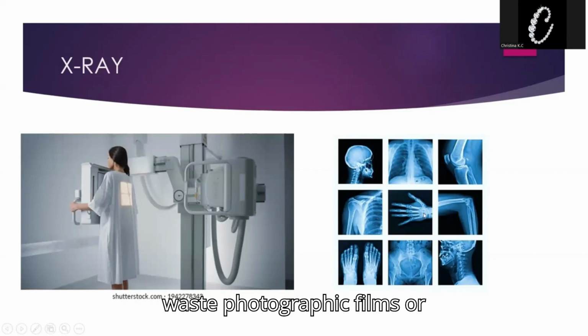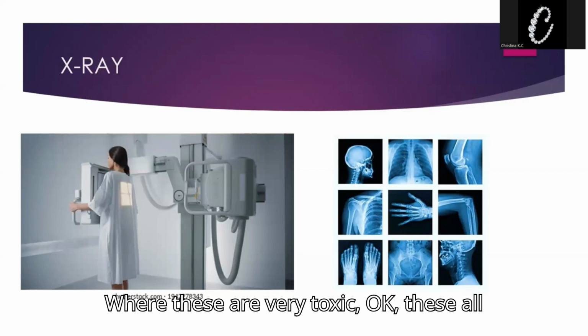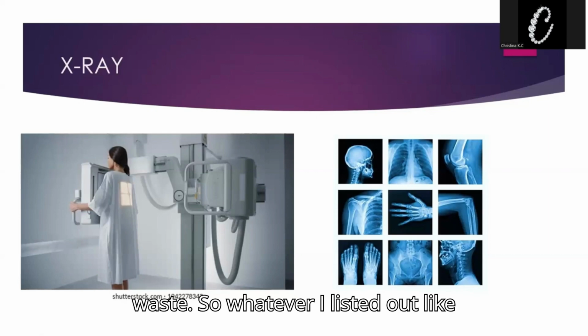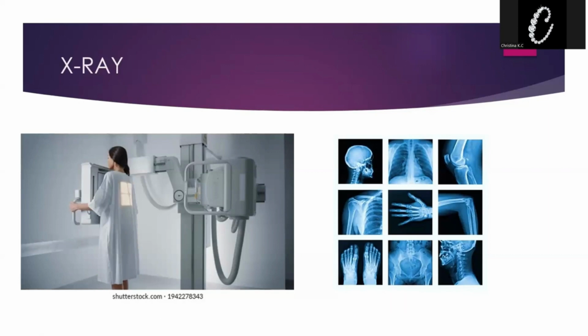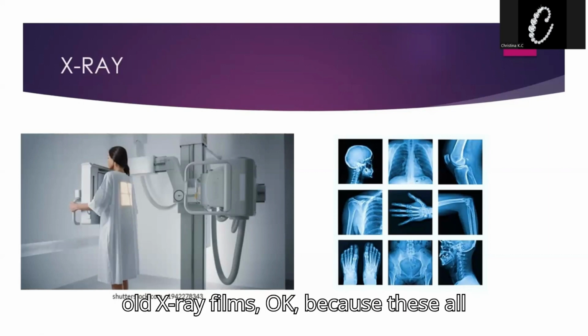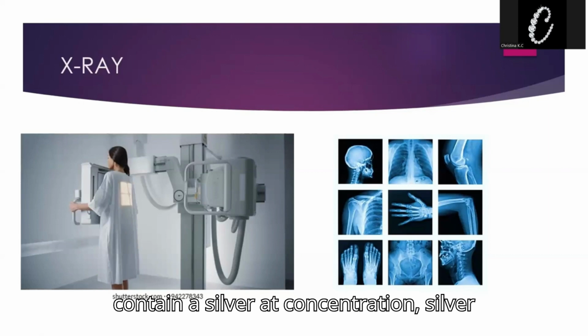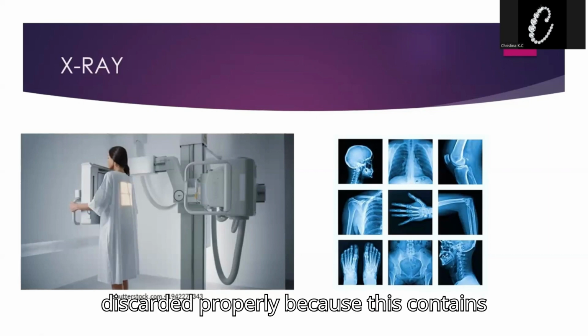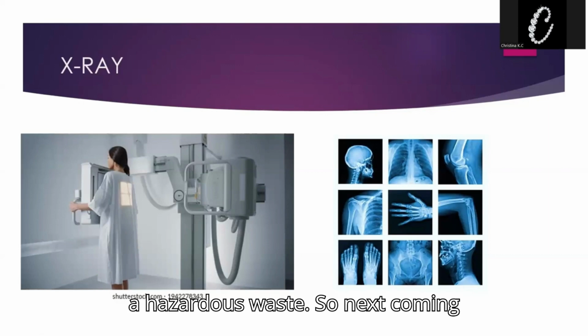Photographic films, negative papers, or old X-ray films all contain silver at a concentration where they are very toxic. These cause them to be toxic and a hazardous waste. So whatever I listed, waste photographic film, negative papers, old X-ray films, all contain silver concentration, so they have to be discarded properly because they are hazardous waste.